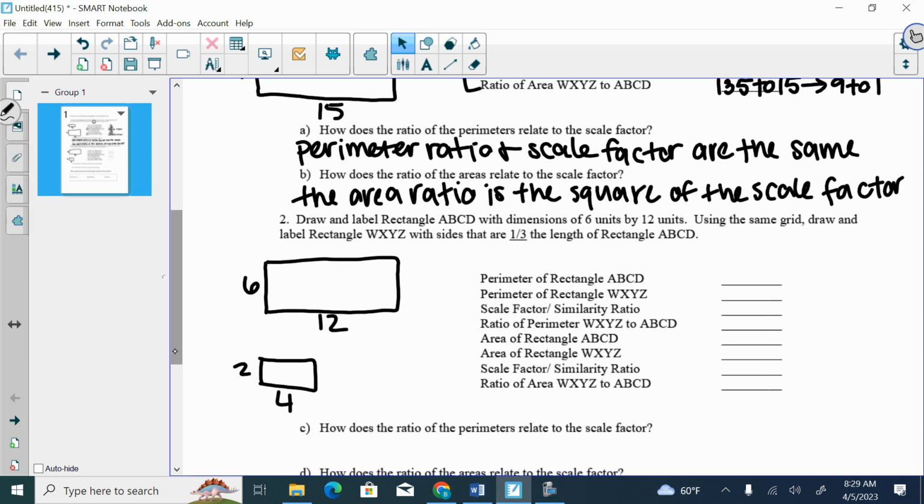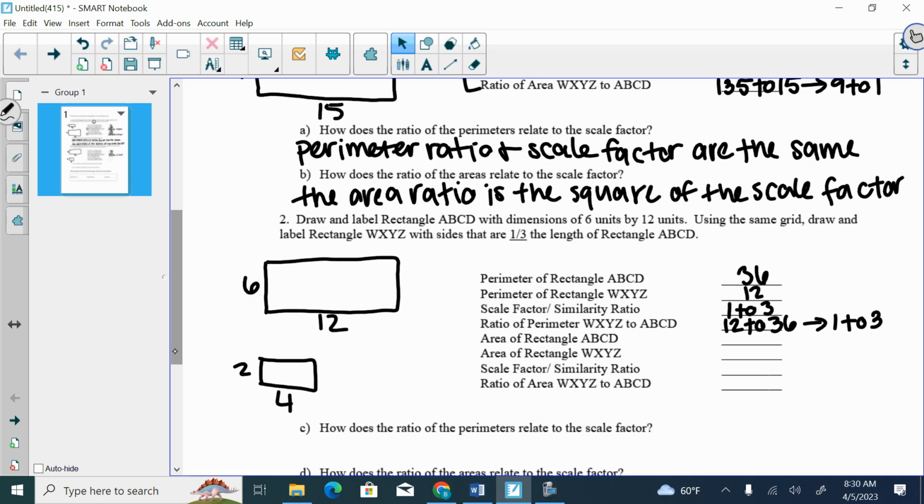All right. So let's see here. For the large one, the 6 by 12, ABCD, what would that perimeter be? All right, and then for the smaller one, the 2 by 4, what would its perimeter be? Okay, and we said that the scale factor between these two was what? 1/3, so 1 to 3, or 1/3. Good. All right, then they also want us to do a ratio of perimeters for W, X, Y, Z to ABCD, so from small to big. So our small perimeter was 12 to our larger perimeter, 36. Can I simplify 12 to 36? 1 to 3.